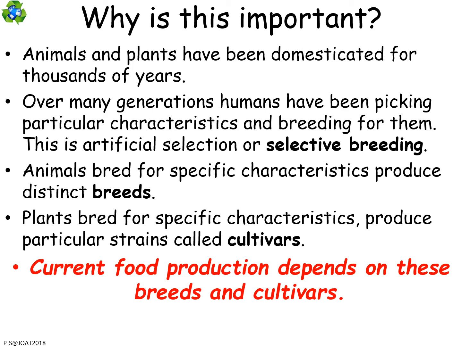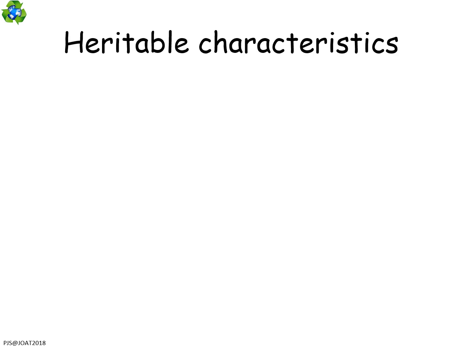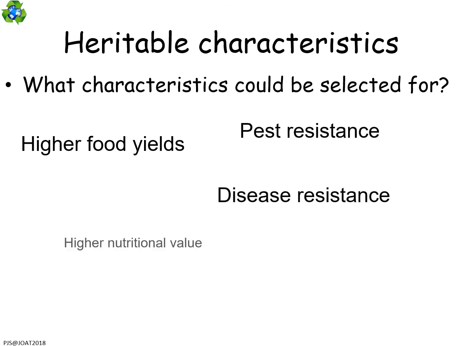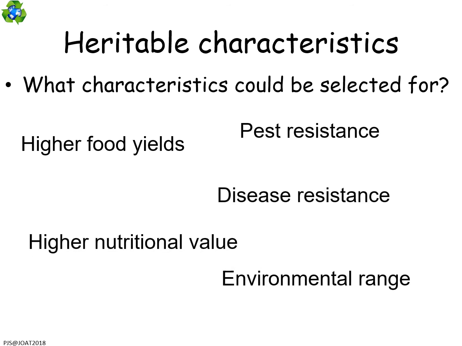Now, if we want food production, because remember this is all about food production ultimately, then we need to have really high yield cultivars, and we need high yield animal breeds as well. Current food production depends on making sure that we have the right breed and the right cultivar. So we look at, first of all, heritable characteristics that you could actually select for, and you can do just about anything. Here's a list, but I'm sure you could come up with more.